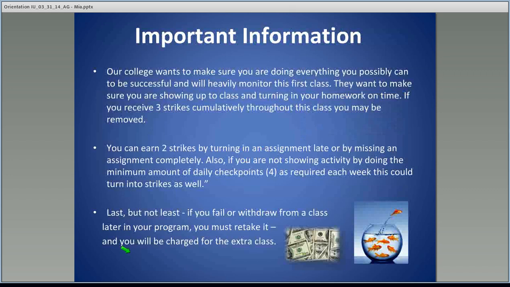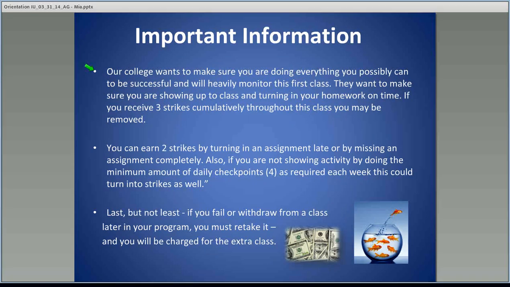It's important to know that our college wants to make sure that you're doing everything you possibly can to be successful, and so we will heavily monitor the first class. We want to make sure that you're showing up to class and turning in all of your homework on time. So if you receive 3 strikes cumulatively throughout the class, you may be removed.